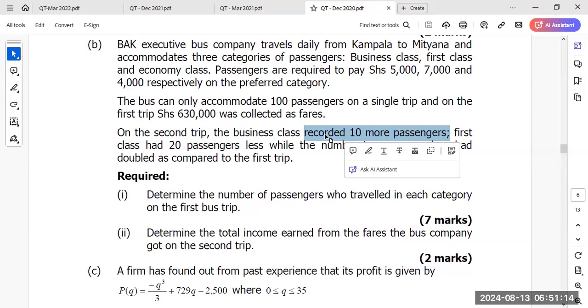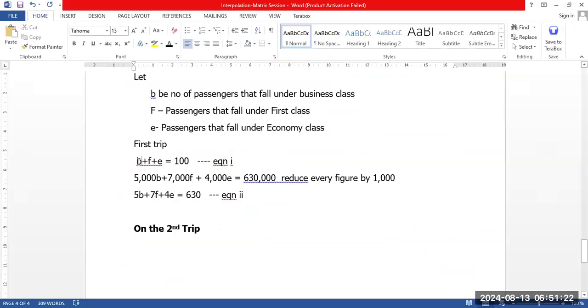What does that one mean? Recall that you have said that on the first trip, this is your B. This is the number of passengers that fall under business class. But on the second trip, they are telling us that business class recorded 10 more. So it is B plus 10.